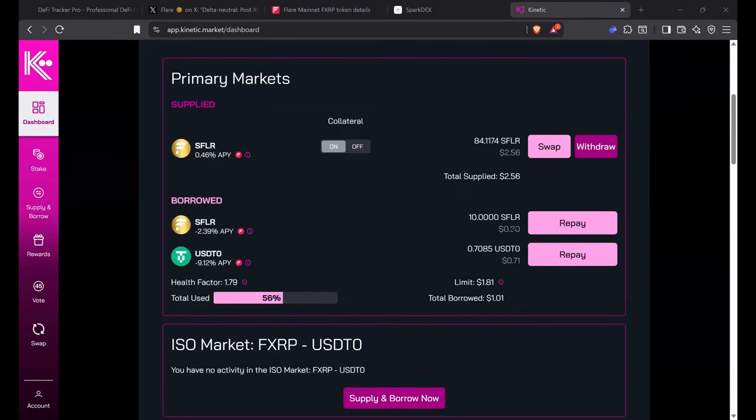So as you guys see, now nothing has changed. I mean, I still have the $2.56 lent and I still have $1 of debt. But now this debt, if the price of Flare goes down, then the debt that I have also goes down. It would cost me less to pay back.